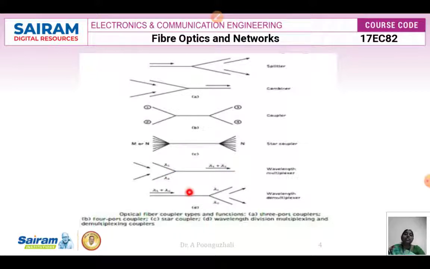Next is your wavelength demultiplexing. So wavelength demultiplexing is when the combined signals are separated out at the receiver side, that is called demultiplexing. So I can separate it as lambda 1 and lambda 2.